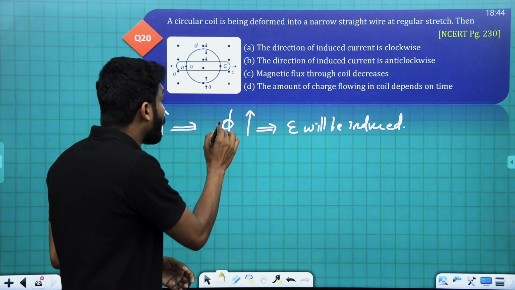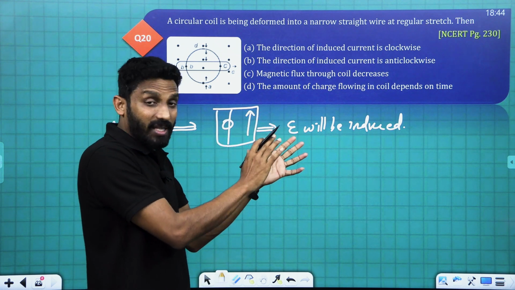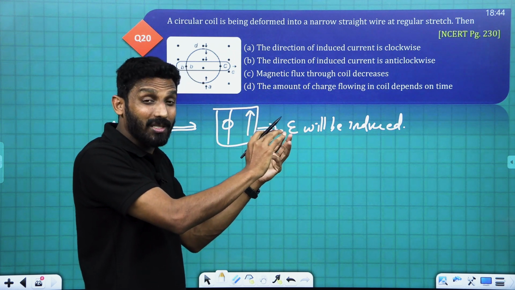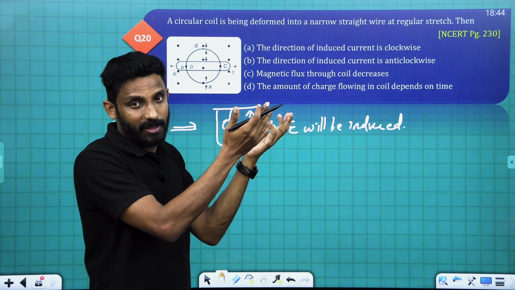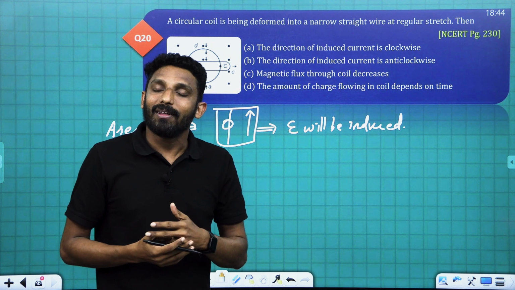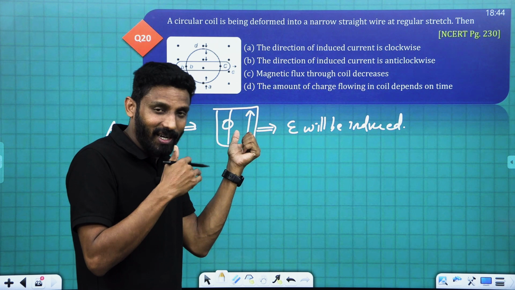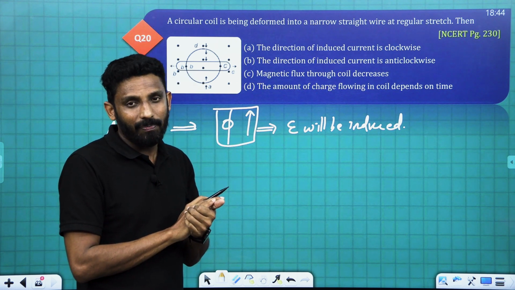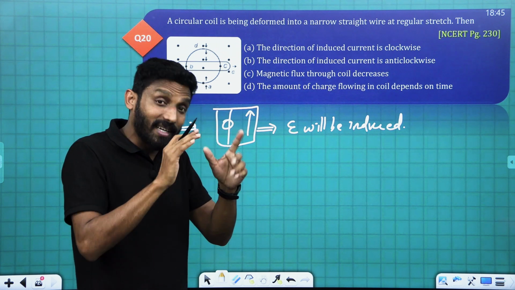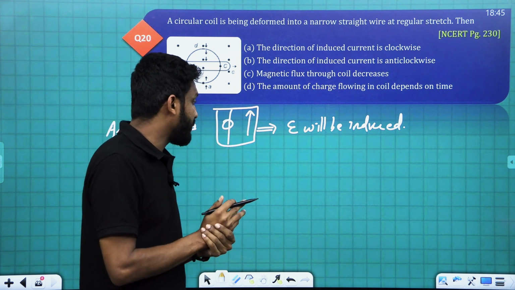What is happening to the flux here? The flux is increasing. So the current induced opposes the further change, meaning the induced current opposes the increase in flux. The induced current tries to reduce the flux, because here the flux is increasing. If the flux was decreasing, then the induced current will try to increase the flux. That's the nature, and that is the definition of Lenz's law.